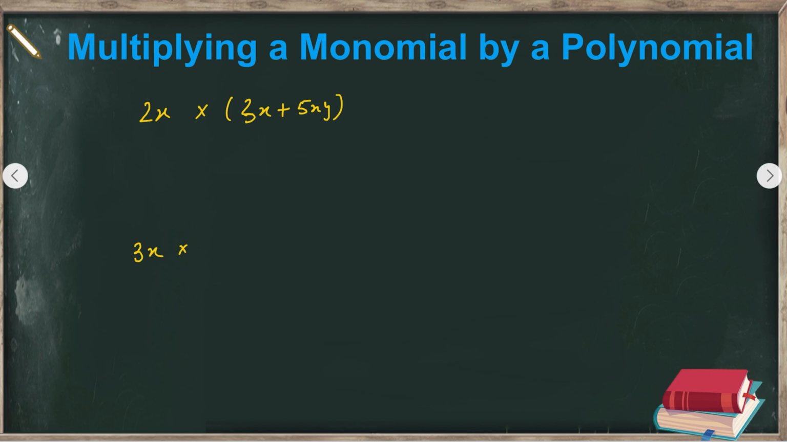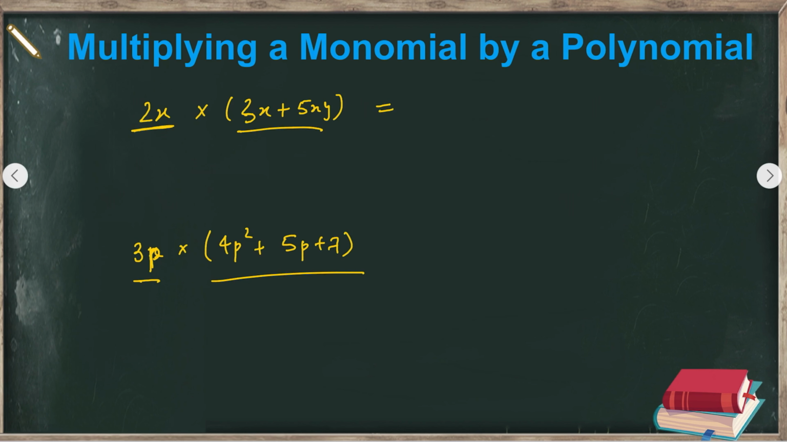Let's take another example of when a monomial is multiplied by a trinomial. Let's say 3p multiplied by 4p square plus 5p plus 7. So in both cases we are multiplying a monomial. In this case we are multiplying a monomial by a binomial, and here we are multiplying a monomial by a trinomial.